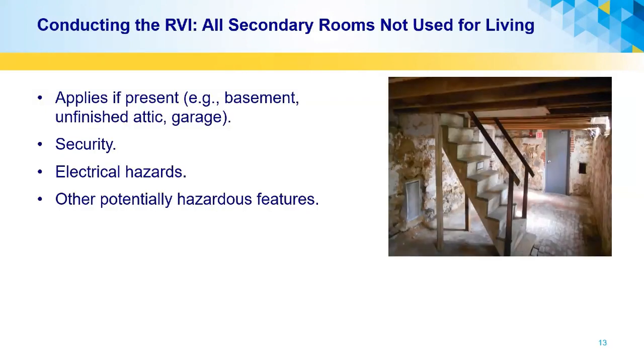Okay, now after we've finished looking at the other rooms used for living, we look at all secondary rooms not used for living. And this applies, if present, to inspecting the basement area, unfinished attics, and the garage area. Now, in these areas, we look at security, that would be basically the condition of the doors and windows. And we're also looking for electrical hazards and any other potentially hazardous features, kind of like a default position where if we identified a deficiency throughout the inspection and couldn't figure out where to put it, this would be the one area to include it in the inspection.